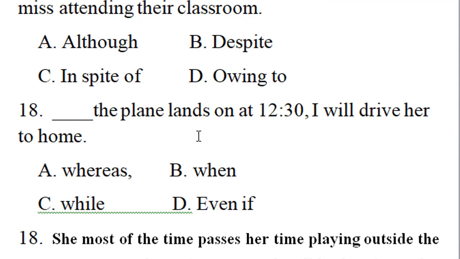Blank the plane lands at 12:30, I'll drive her home. What is the answer here? The subordinate conjunctions, take care. We do have seven types of subordinate conjunctions. Whereas, while, when, time. Both of these two are time. Even if is an adverb of conjunction; whereas, still, conjunction, the same group as even if. So the answer is when, because it is a time reference question.